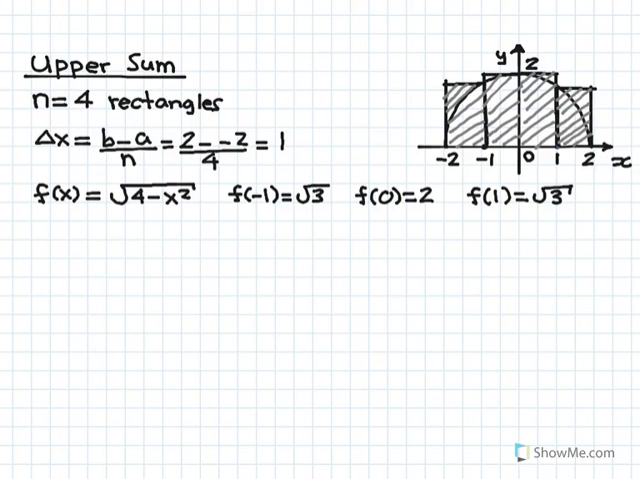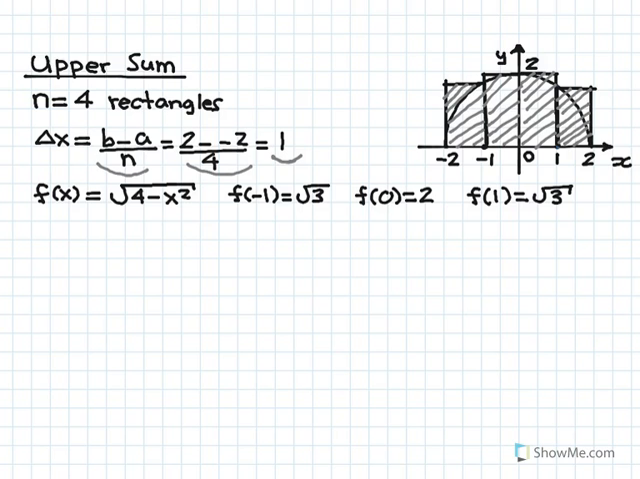All right. So for the upper sum, we have 4 rectangles. Delta x is equal to b minus a over n. That's going to be 2 minus negative 2 divided by 4. That's just going to give us 1. That's the width of every rectangle. So now the function is f of x is equal to root of 4 minus x squared. We're going to evaluate these x values.